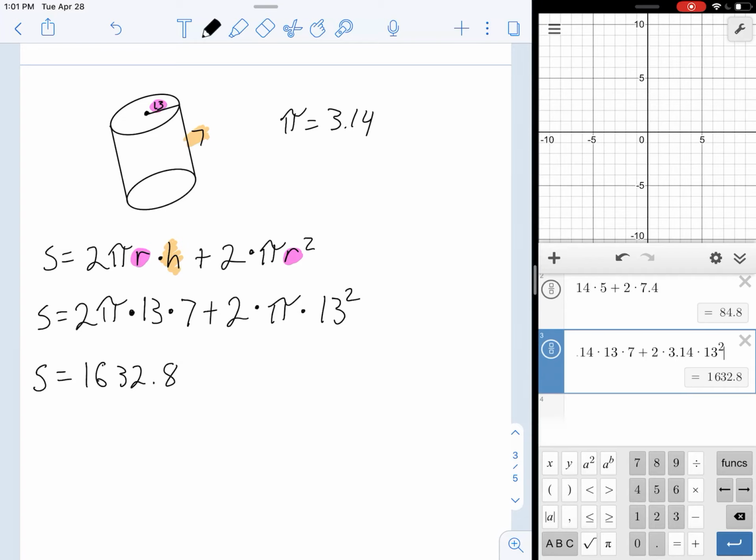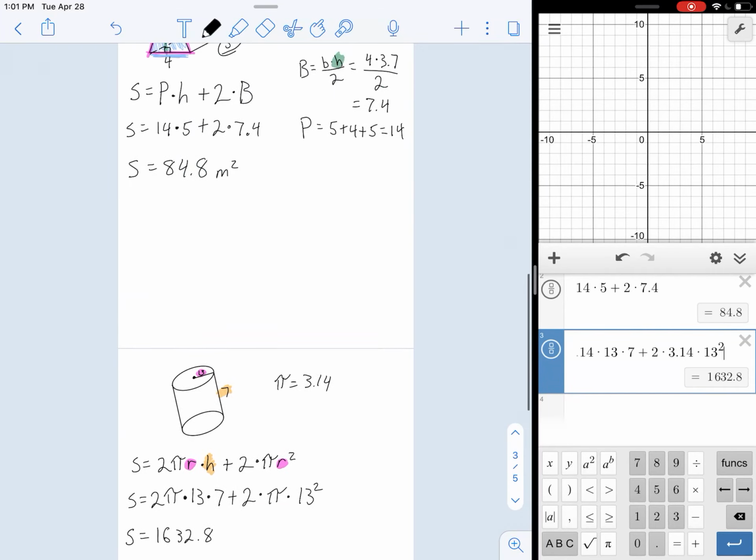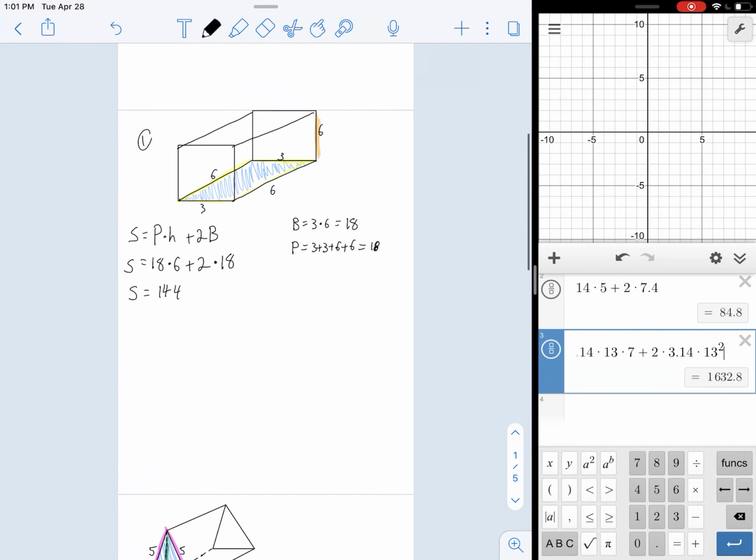Okay? Well, that concludes everything about finding the surface area of prisms and a cylinder.